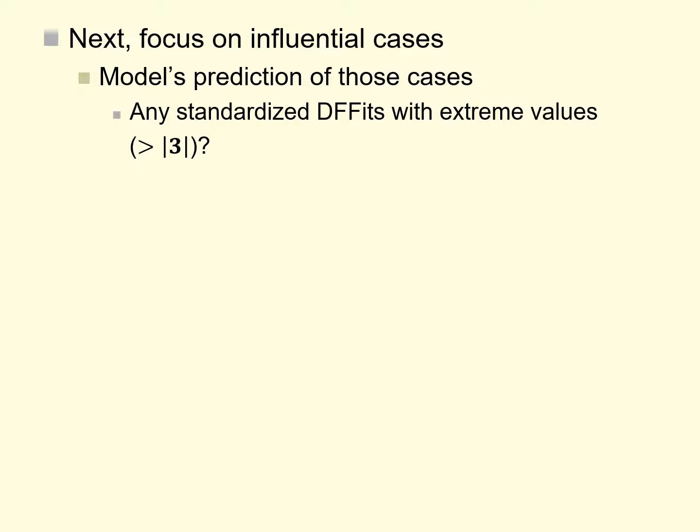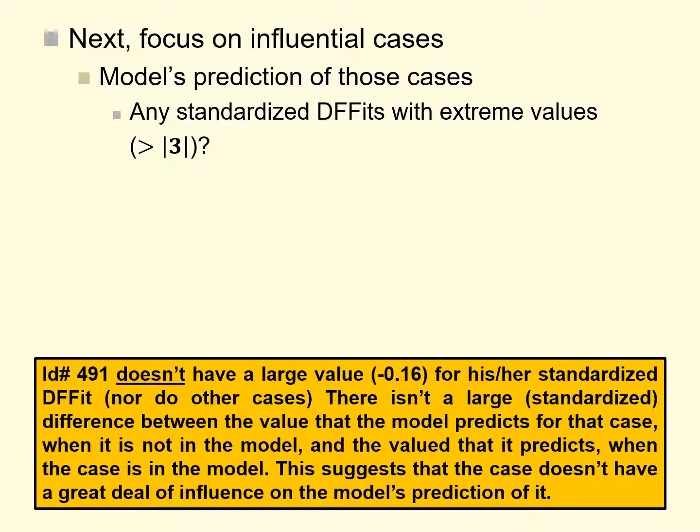And we can also focus on the model's ability to predict those particular cases by looking at large or extreme values for DF fits. And it's worth noting here that case number 491 doesn't have a particularly large value for his or her DF fits, suggesting or showing that there isn't a large standardized difference between the value that the model predicts for this case when it's not in the model and the value that it predicts when it is in the model, suggesting that this case doesn't have a lot of influence on the model's ability to predict it.